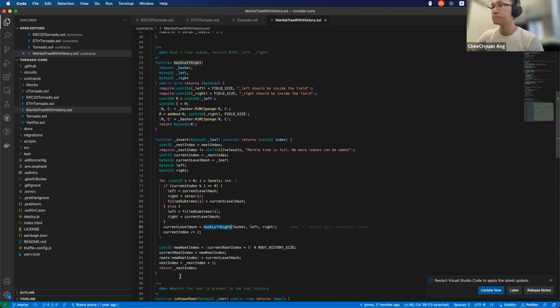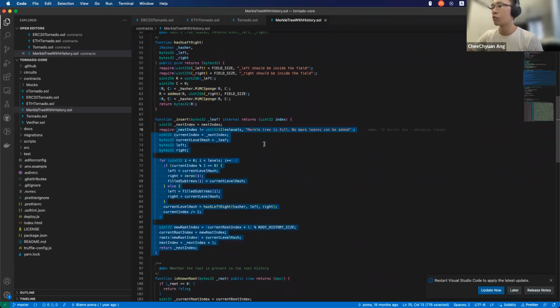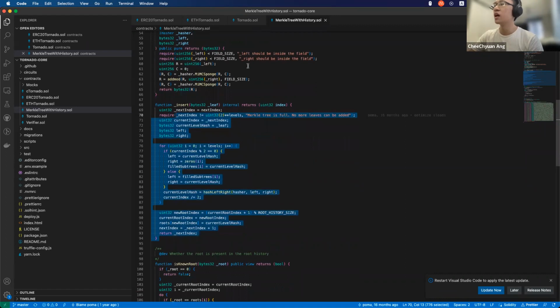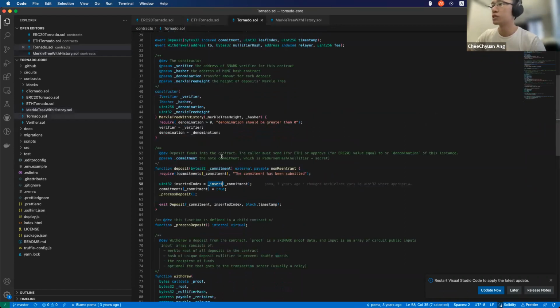Okay, so that basically describes how we deposit and insert into the tree of Tornado Cash. Any questions? Cool, no questions.